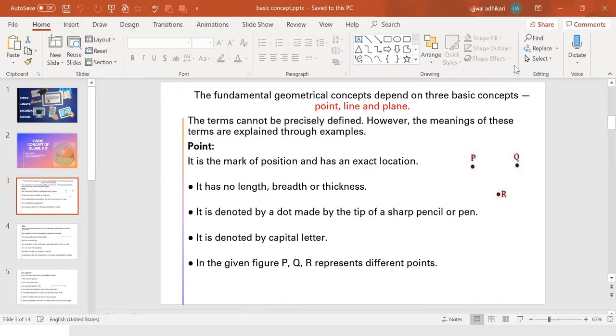We provide some examples and we create some properties of them. Point: at first, a point is the mark of position and has an exact location. You have the pen. When you drop your pen onto the copy, one point will be formed there. Here are some properties of the point. It has no length, breadth, or thickness. It is denoted by the dot made by the tip of a sharp pencil or pen. When you drop your pen onto the copy, points will form.